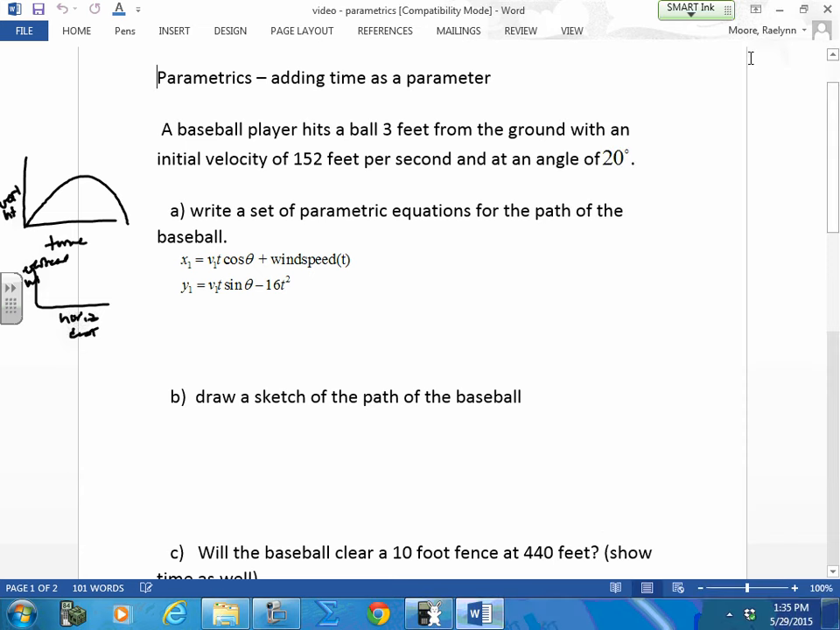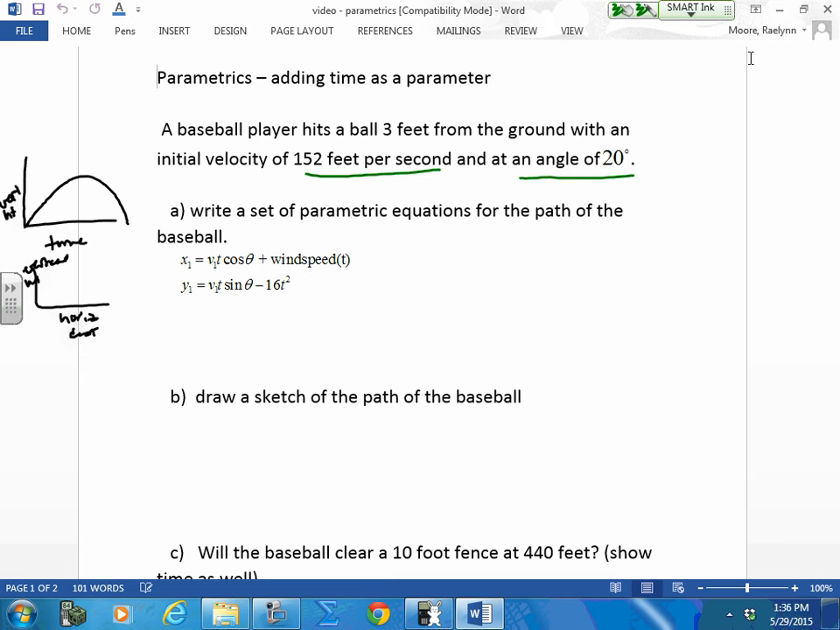So now we're going to work on our scenario here. We have a baseball player who hits a ball 3 feet from the ground, that's where he holds his bat, with the initial velocity of 152 feet per second at an angle of 20 degrees. We're going to write a set of parametric equations for the path of the baseball as he hits it.